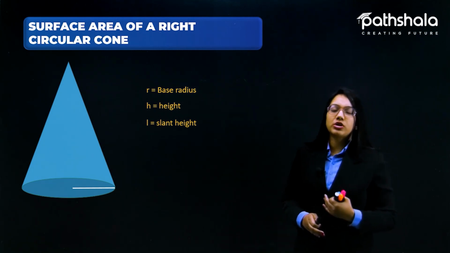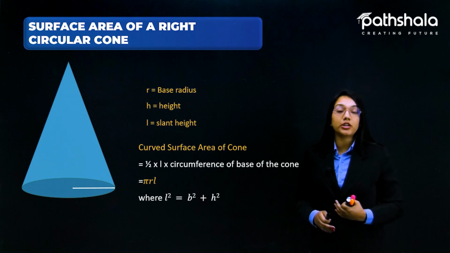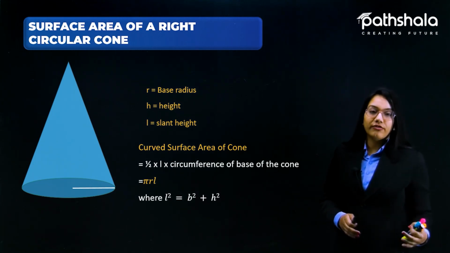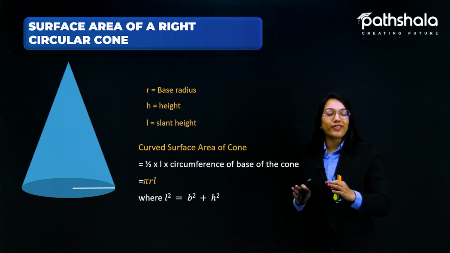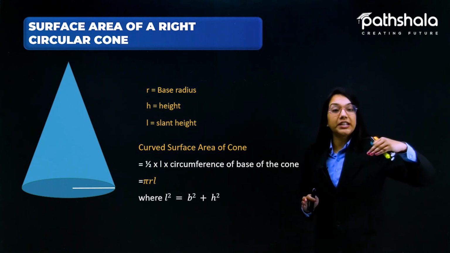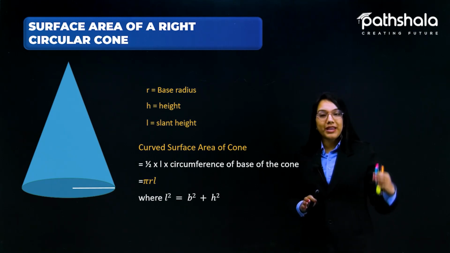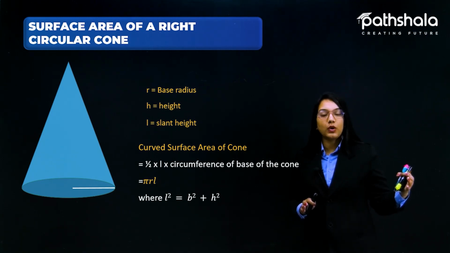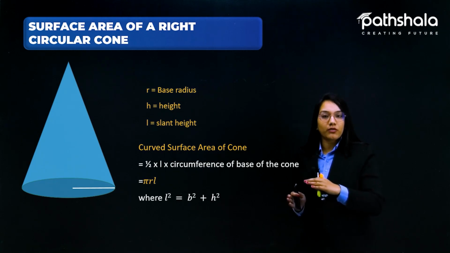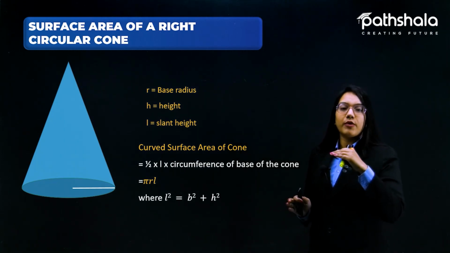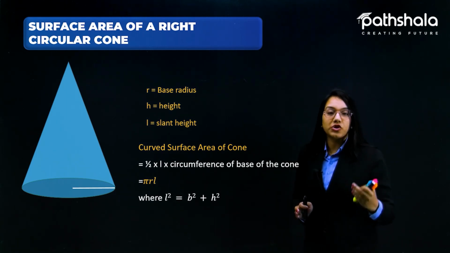Now let us talk about the curved surface area of the cone. The curved surface area of the cone should be the same as the area of the triangle, because at the start we began with a triangle only, and when we rotated it along the string, we generated a right circular cone. So the curved surface area of the cone is equal to the sum of all the triangles that we get at the end. Hence this would be of the form half into L into the circumference of the base of the cone, and we know that the circumference of the base of the cone, which is a circle, is 2 pi r.